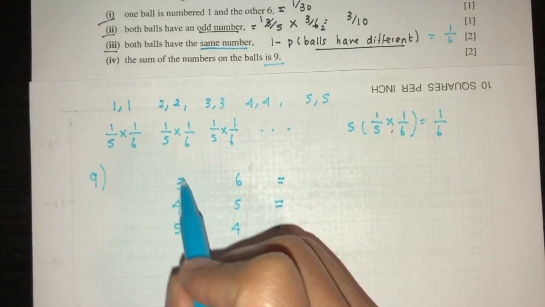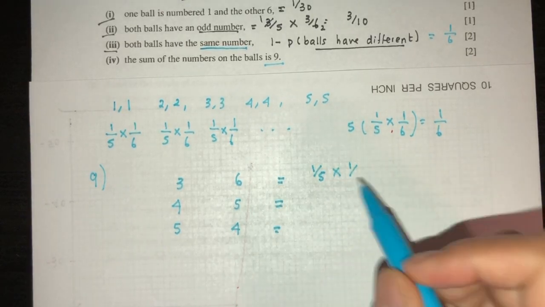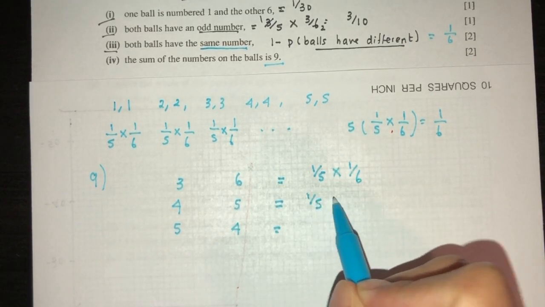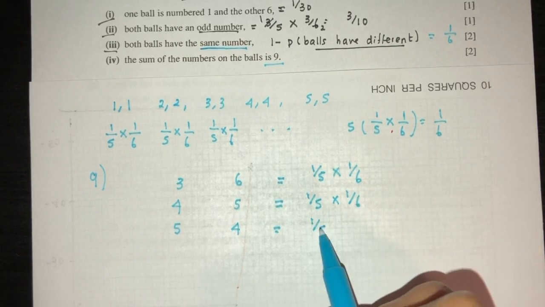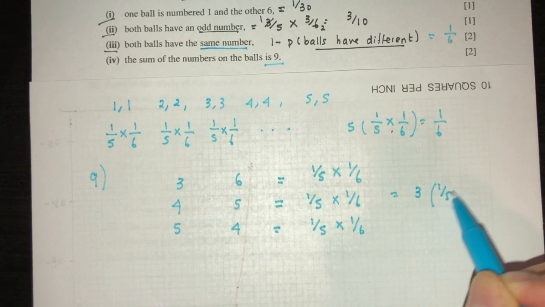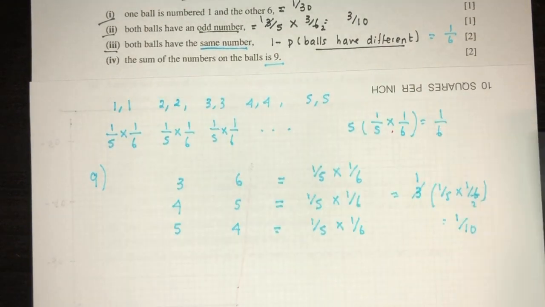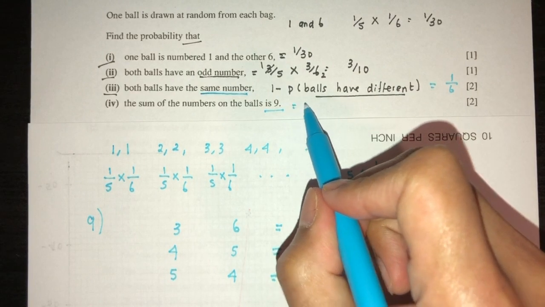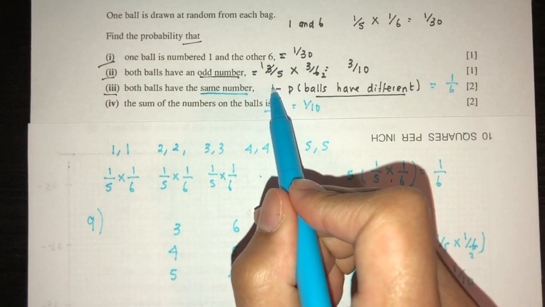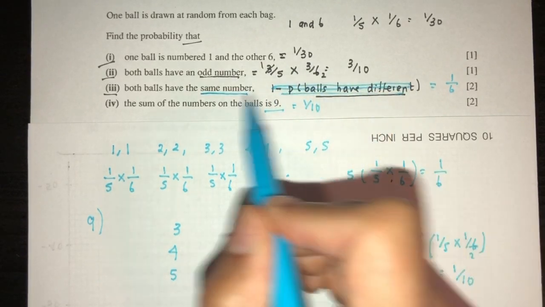So for the first one to be 3, we have only one 3, 1 over 5 times 1 over 6, same thing, and same thing as well for this one. So basically 3 times 1 over 5 times 1 over 6. That will be 1 over 10. So 1 over 10 will be your answer for part 4. So this one we did not use, so you don't need to write this one. That's okay. We just use this technique to find this. That is 11 part A.